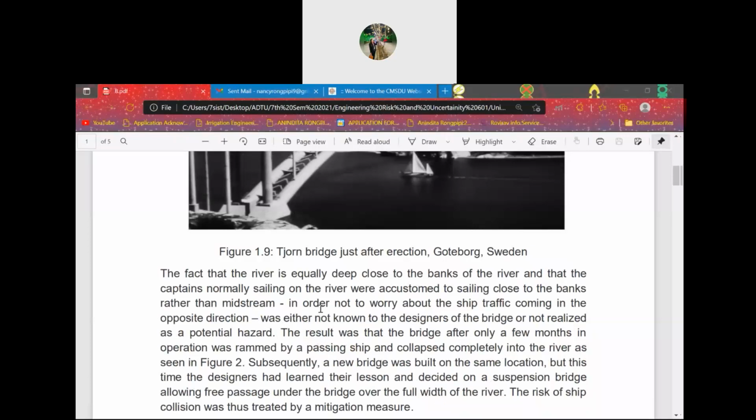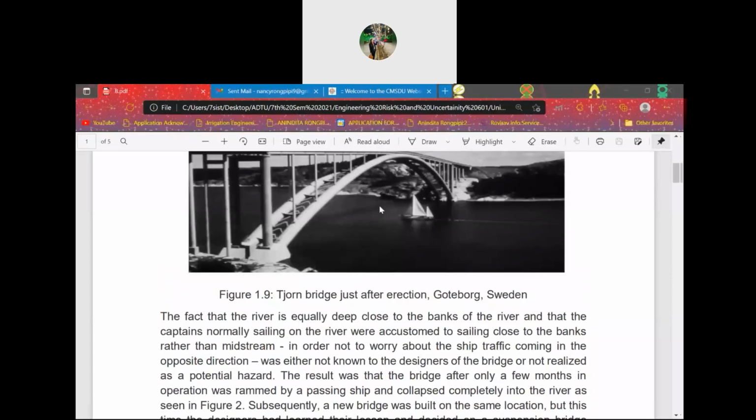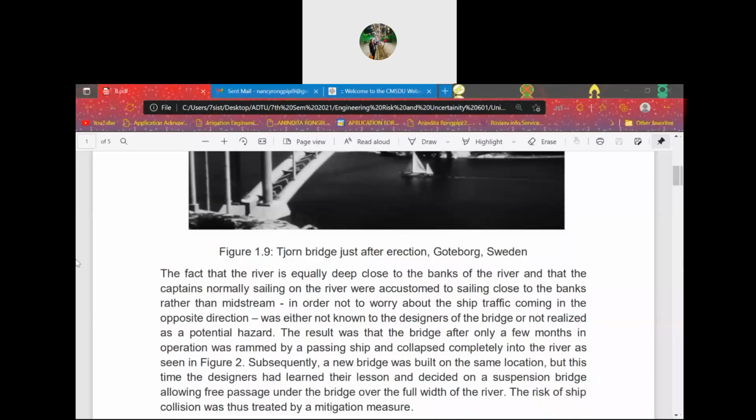This was not known to the designers of the bridge and not realized as a potential hazard. The designers did not realize that ship traffic coming from the opposite side, or from both sides, may be a potential hazard.